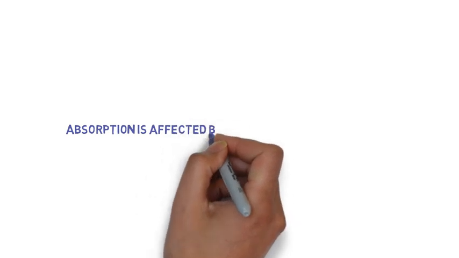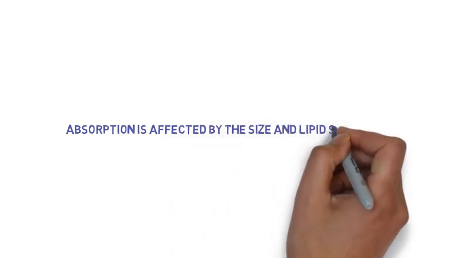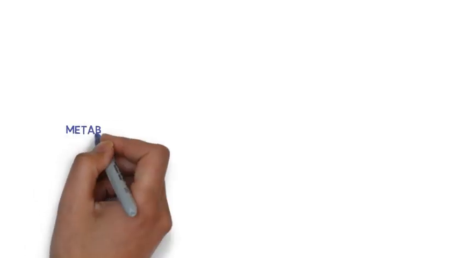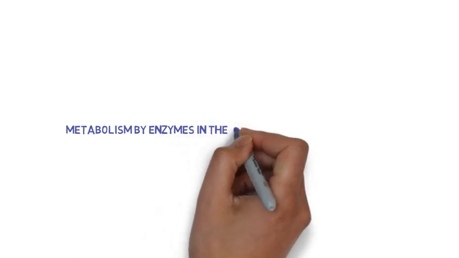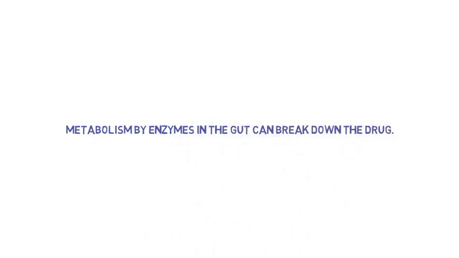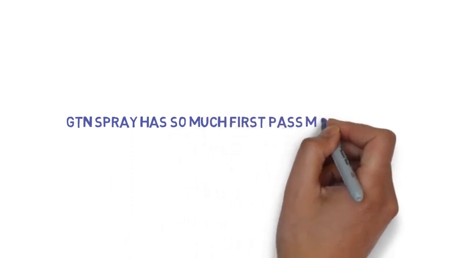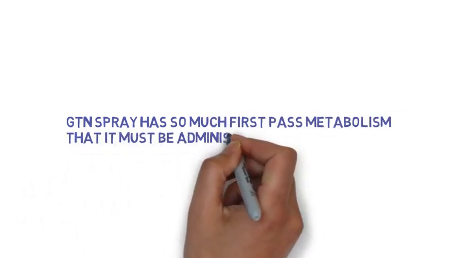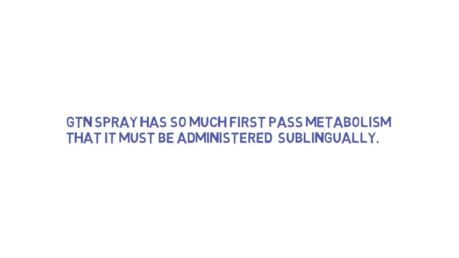Absorption is affected by the size and lipid solubility of the drug. For example, smaller, more lipid-soluble drugs are absorbed more readily. Metabolism by enzymes in the gut can break down the drug. This is known as first-pass metabolism. GTN spray has so much first-pass metabolism that it must be administered sublingually.